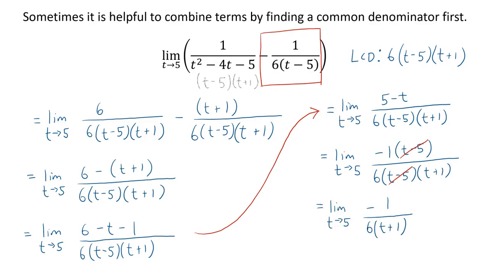So now we have the limit as t approaches 5 of negative 1 over 6 times the quantity t plus 1. Now let's try direct substitution again. Substituting 5 in for t gives us negative 1 over 36, and that is our limit.